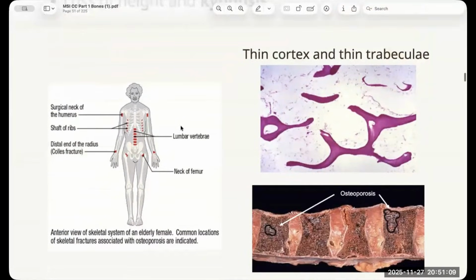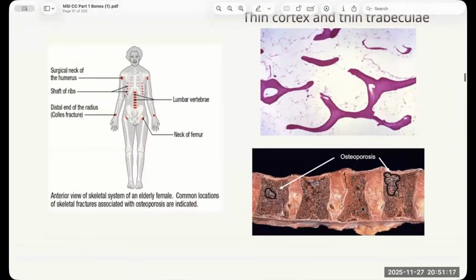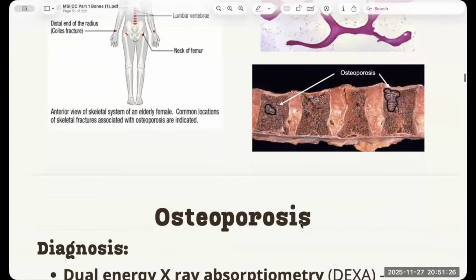Here are some other pictures. So here are the places where it will be shown the most. Here is the thin cortex and thin trabeculae in osteoporosis. So this shows that osteoporosis gradually, of course, does not come suddenly. It starts gradually in a bone here and there until it invades the entirety of the bone.